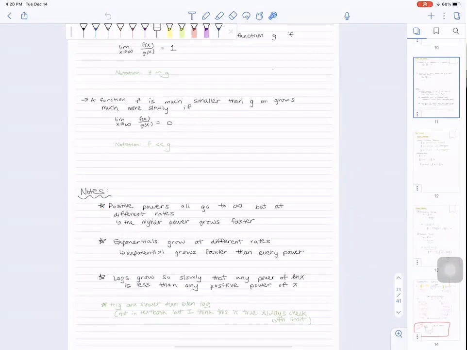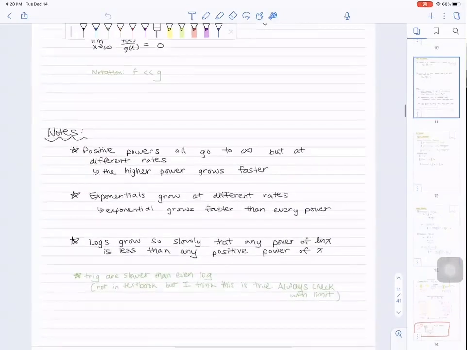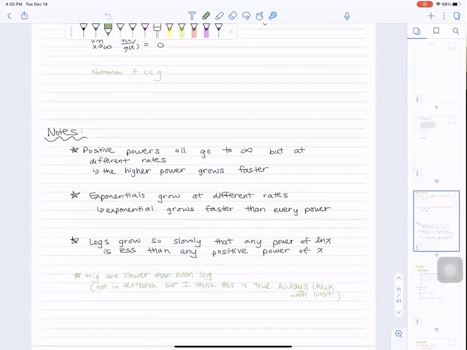So you should remember that the higher the power is, it grows faster. So if you were comparing just x squared and x to the seventh, well, x to the seventh would grow faster because 7 is greater than 2. Also, exponentials grow faster than every single power. So if you were comparing x squared and e to the x cubed, then e to the x cubed would be faster.